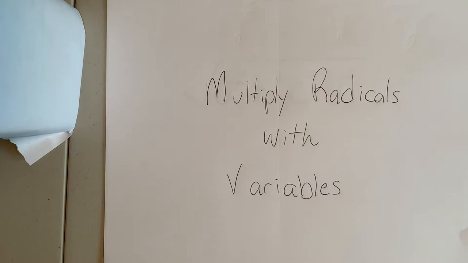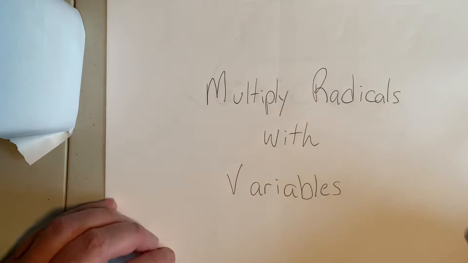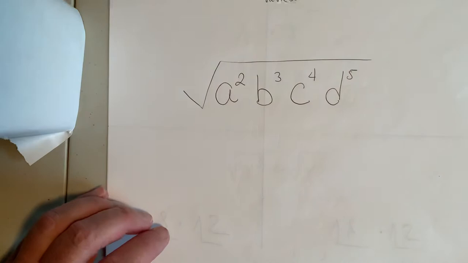That's right. So we're going on to our next step, which is multiplying radicals with variables. Hopefully you enjoyed the last video of multiplying radicals. So now we're going to add some variables in there. All right. First of all, to do it, we're going to go through a little review.